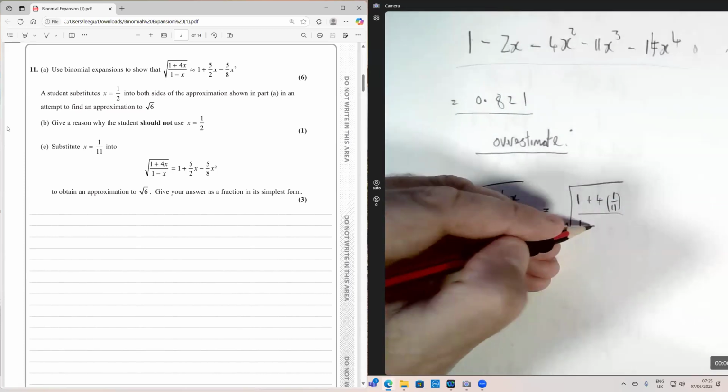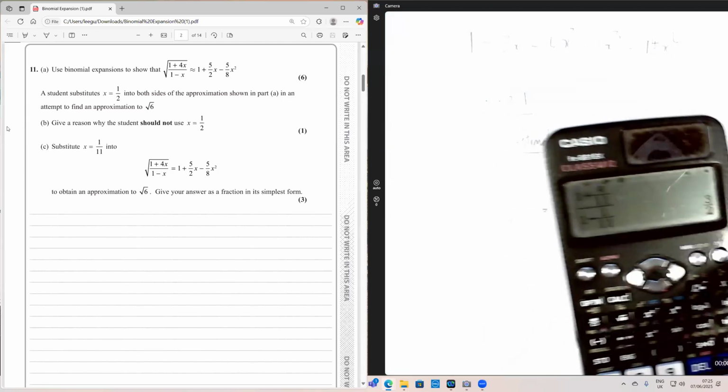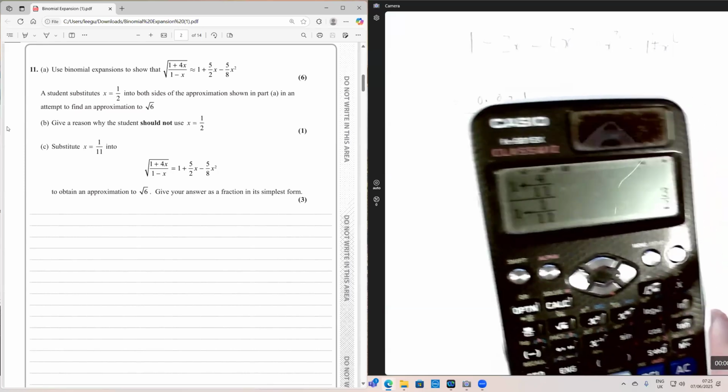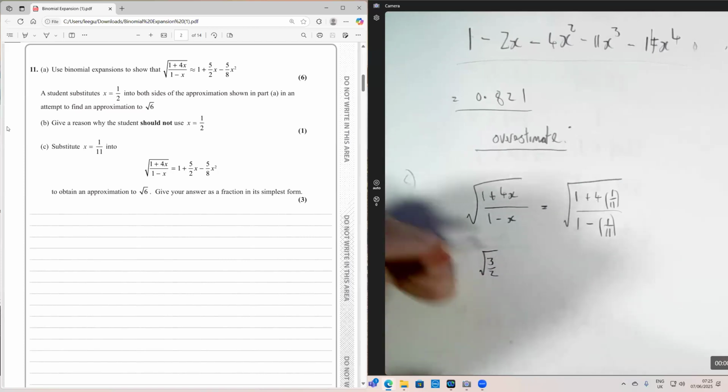Okay, so that is going to be minus 1 over 11. So we've substituted in our 1 over 11, and let's see what happens when I evaluate this fraction. So I'm going to have 1 add 4 over 11, and that's all over 1 minus 1 over 11. Okay, I put that into my calculator, and my calculator's giving me that that's going to be 3 over 2. So this is the same as √3 over 2.